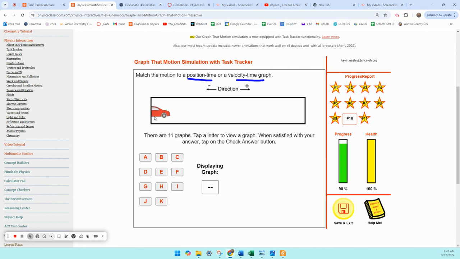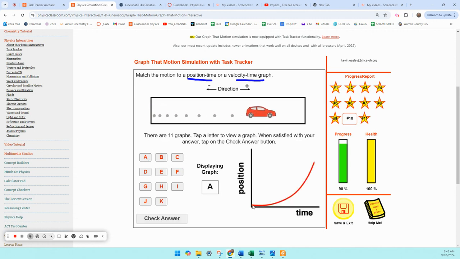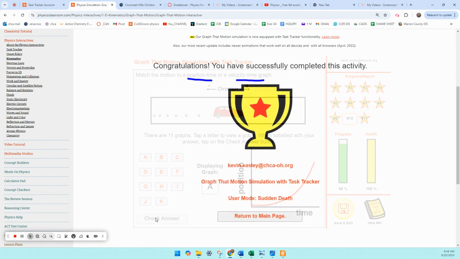Here we have an object moving in the positive direction, and it is increasing its speed. So positive direction, increasing its speed. So this is actually, right here we go. Positive direction, it's moving upward, and its speed, the slope is getting steeper as time goes along. So in fact, this one is A. And there we have it.